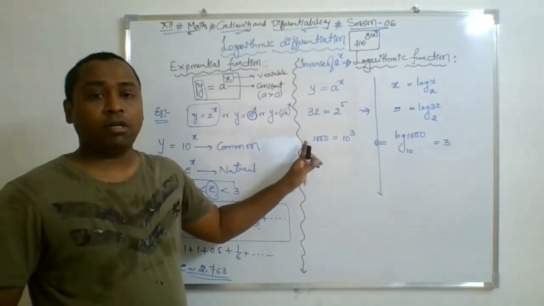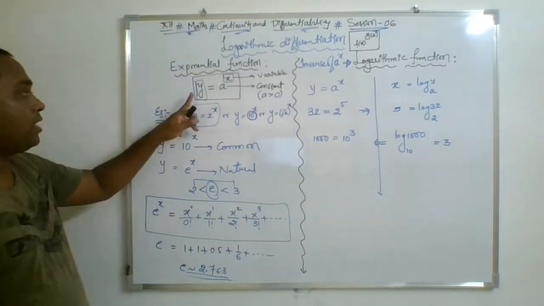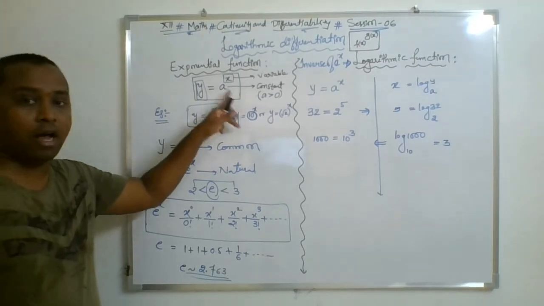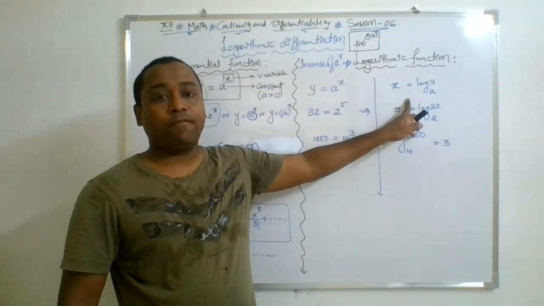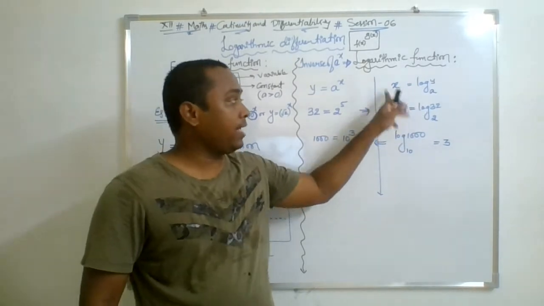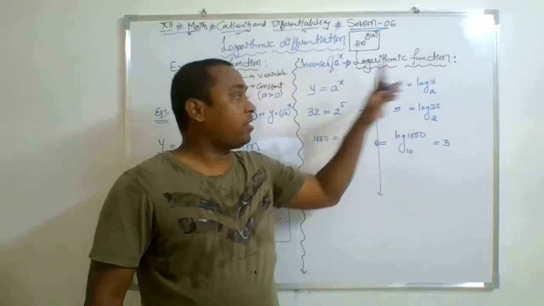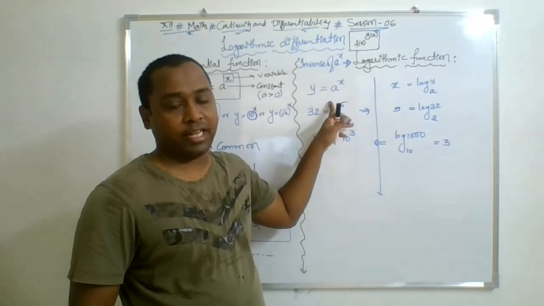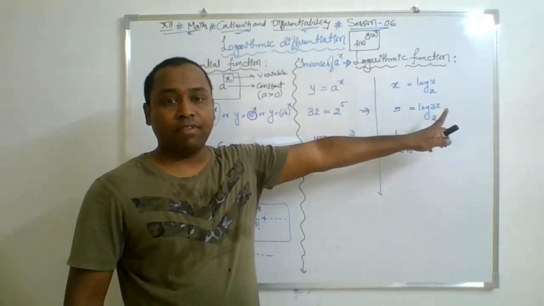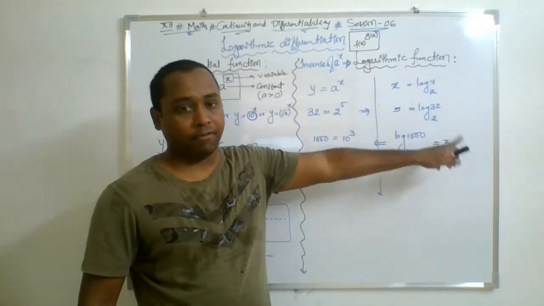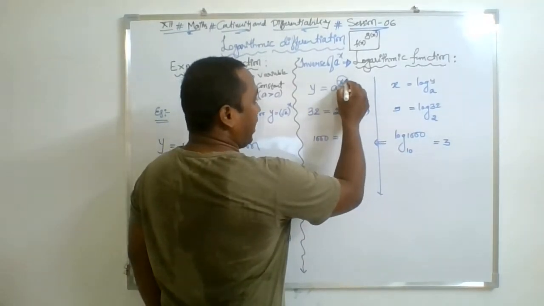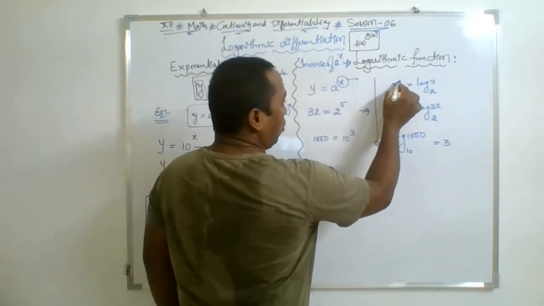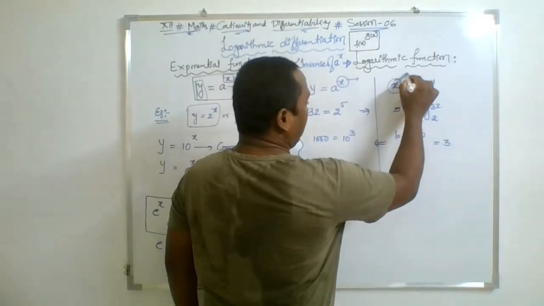If the exponential function is written as y in terms of x, or function of x, then the logarithmic function would be a function of y, that is x in terms of y. The conditions which we have studied for the exponential function will also be applicable for the logarithmic function. You know that here x is any real number, here also x is any real number.